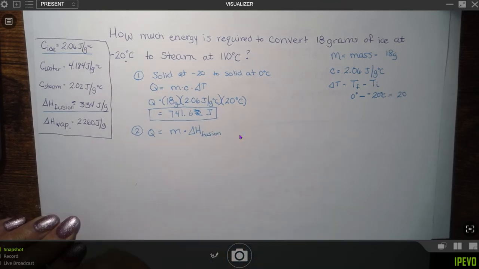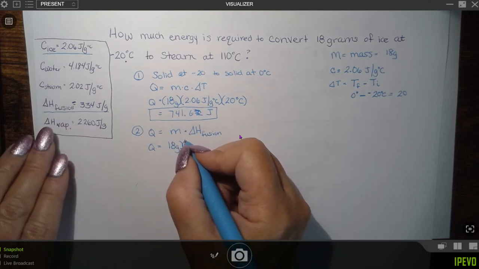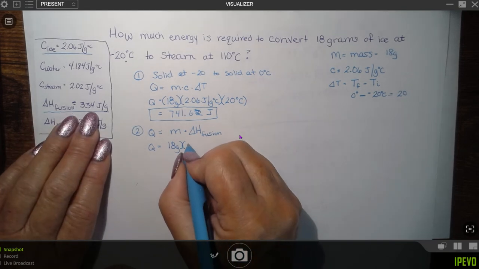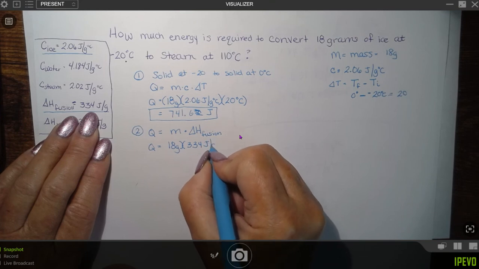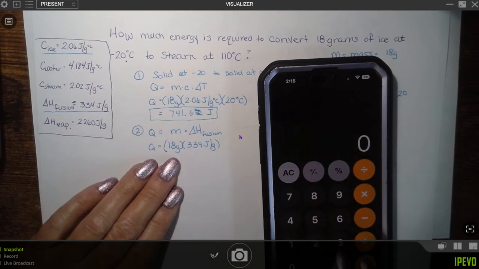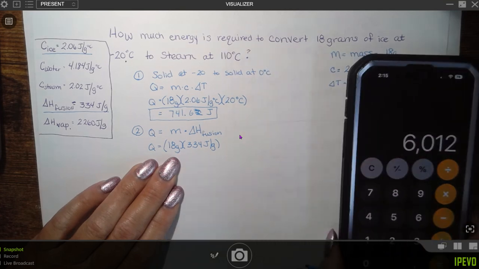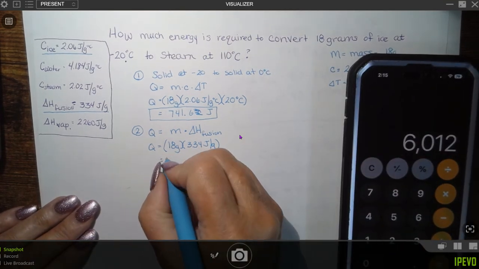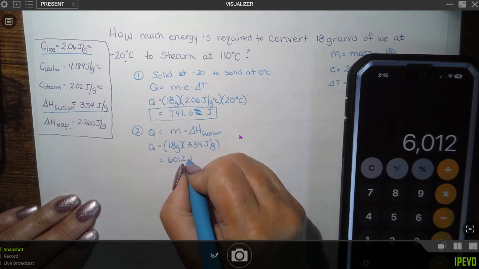We're going to plug these things in again. Q is going to equal our mass, still 18 grams, times the delta H of fusion, which is 334 joules per gram of water. Let's plug this into the calculator. We get 18 times 334. So Q of step 2 is 6,012 joules.